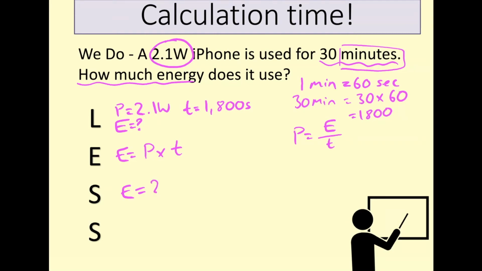So power 2.1 times our time of 1,800, and then finally stating our answer, 2.1 times 1,800 comes out to be 3,780, and remembering to include my final units of joules.